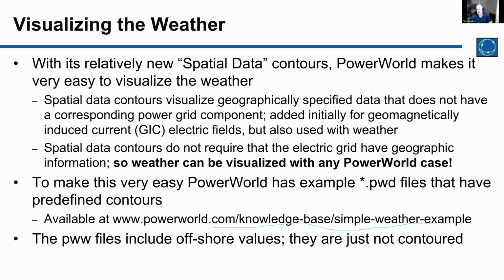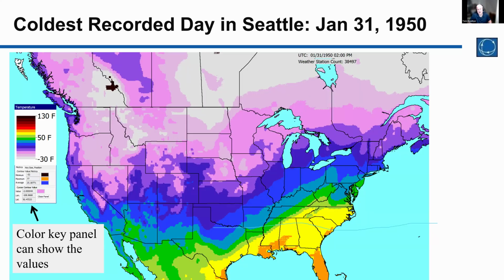I will say people have asked us about whether we have offshore data. ERA5 is both land and ocean, so we do have offshore data in these files. Although usually when I visualize them, I just do it in a contouring sense that we don't show the water data or the data in the oceans, but you can.